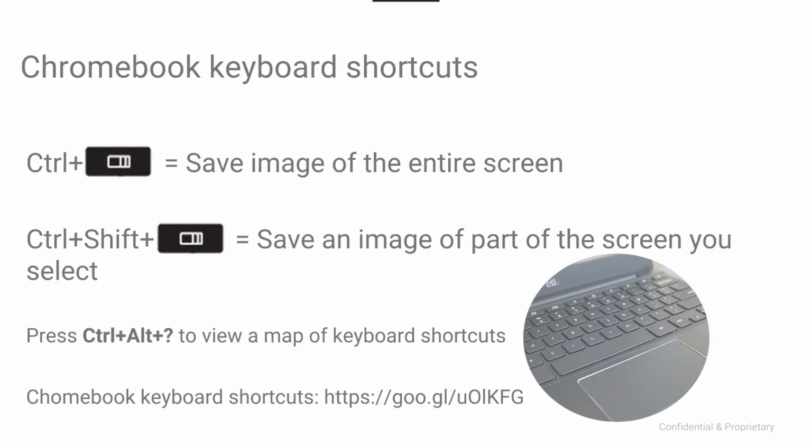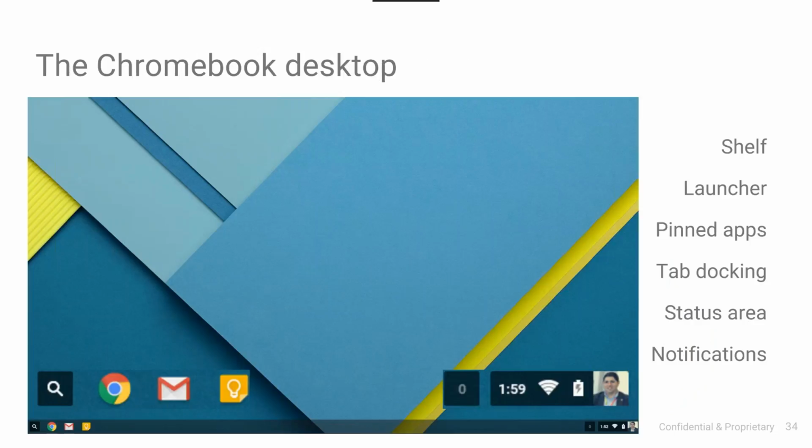And if you have a Chromebook handy and you want to try this, you can press Control Alt and the question mark to view a map of all of the different keyboard shortcuts. The one that I like the best is the one that looks like a little magnifying glass. That one is called the search key or the launcher key, and that will open up a little dialog box that will give you access to all of the apps on your Chromebook.